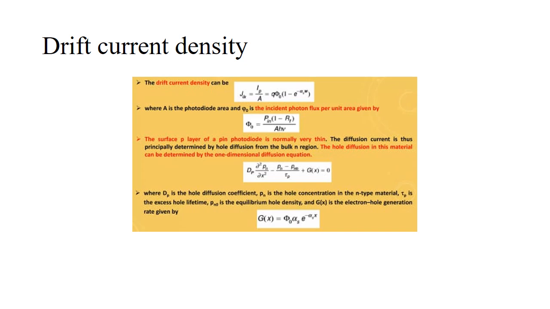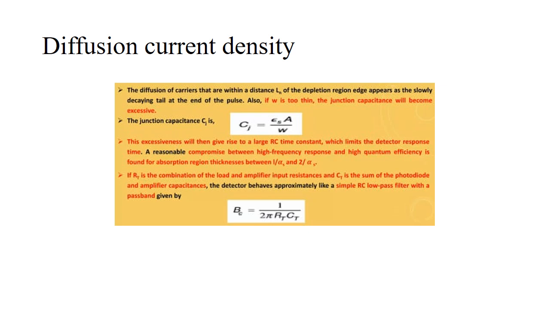Then they are finding the hole diffusion. The hole diffusion can be determined by the one-dimensional diffusion equation given by this formula. So dP is nothing but the hole diffusion current, Pn is the hole concentration in the n-type material, and tau P is the excess hole lifetime. Pn naught is the equilibrium hole density, and G of x is the electron hole generation rate, given by G of x is equal to phi naught alpha s into e power minus alpha into x. So by finding the diffusion carriers, we can find the junction capacitance, which is equal to epsilon s A by W.